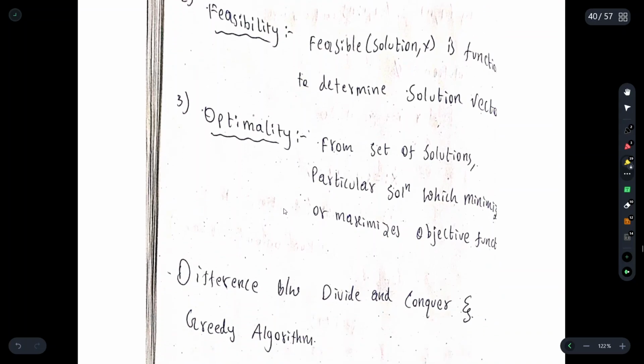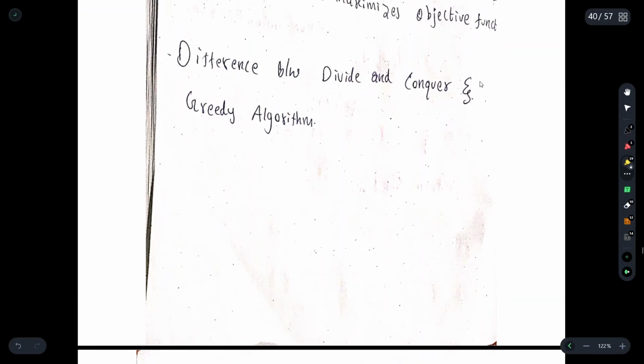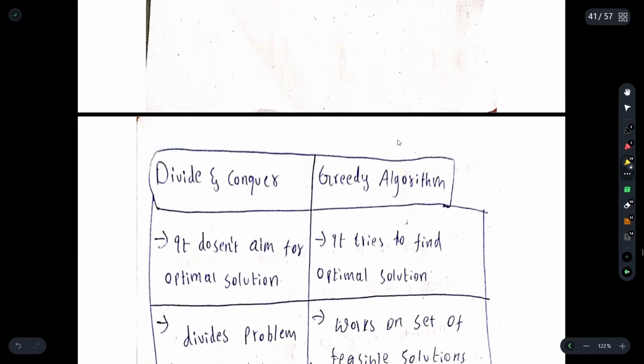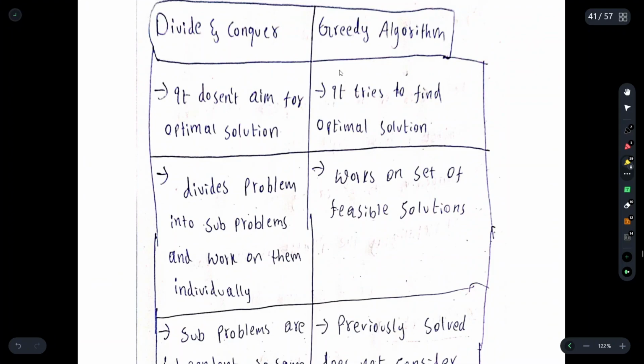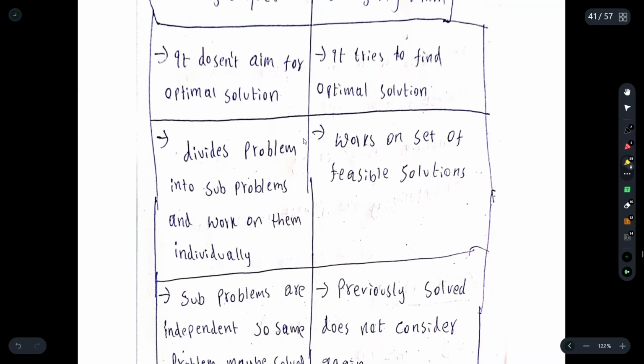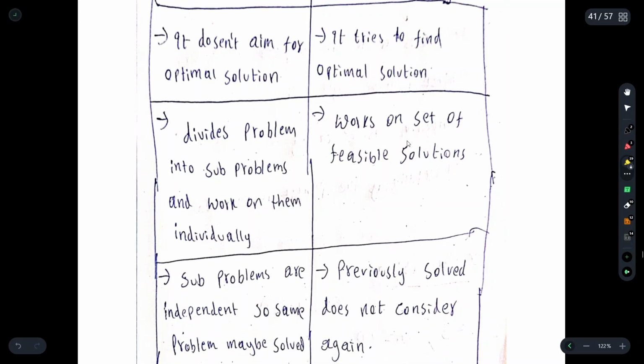So optimality: from a set of solutions, the particular solution which minimizes or maximizes the objective function should be considered the optimal solution. Now, the differences between divide and conquer and the greedy algorithm. This is one of the conceptual questions which we may expect. Divide and conquer doesn't aim for the optimal solution, whereas greedy tries to find the optimal solution. Divide and conquer divides the problem into subproblems and works on different sets of solutions.